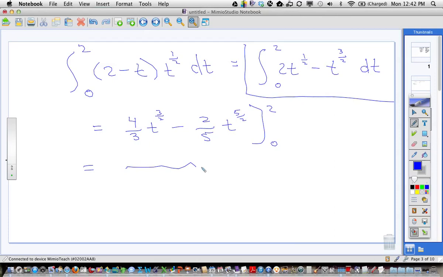16 radical 2 over 15 is what they've got. Yeah, whatever that is as a decimal. 16 radical 2 over 15. Now, I might give you one like number 15.